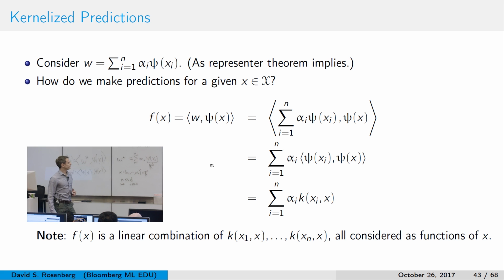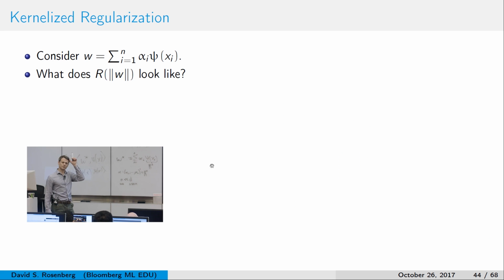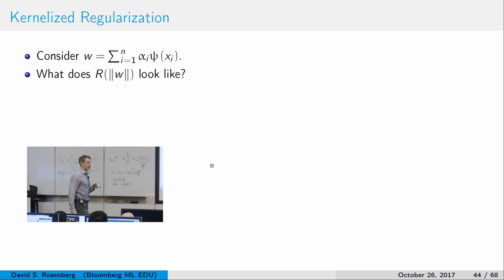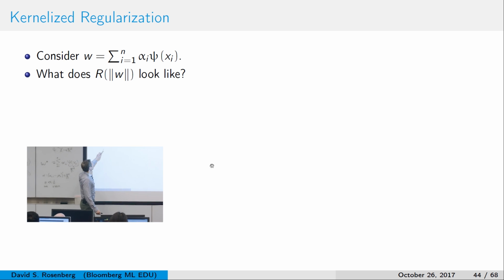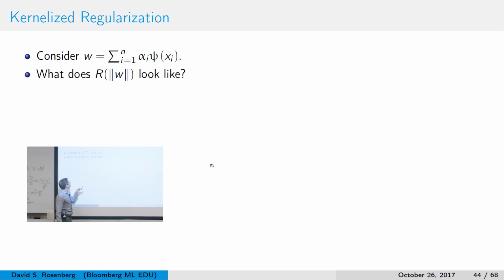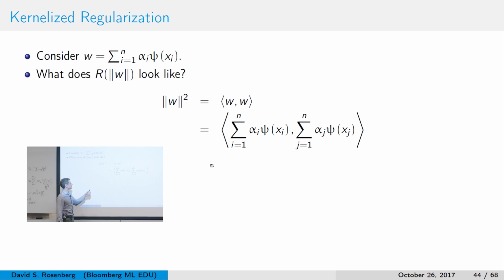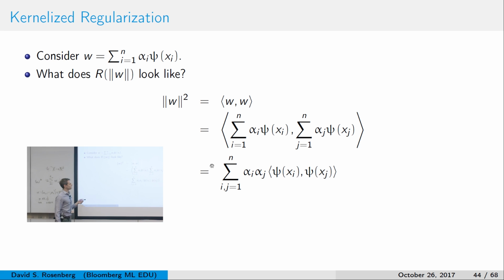All right, so we kernelize the predictions. We've got to kernelize the rest of our generic objective function. Let's go with regularization now. So R of the norm of w. How should we expand the norm of w? Norm is by definition the square root of the inner product of the vector with itself. And then we know the form of w from the representer theorem. We plug in the form of w.